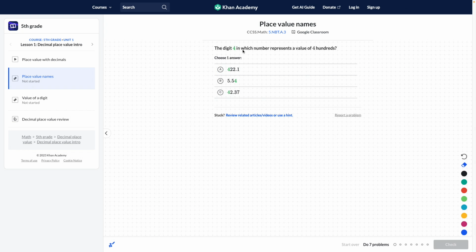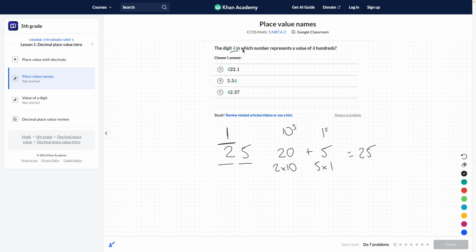Now, the digit 4 in which number represents a value of 400? The digit 4 in which number represents a value of 400? So, if we had the value of 1, that would be the ones. If we had a value of 25, that would be the value of ones, and this would be the value of tens. So we would have 20 plus 5 here. This would be the ones, this would be the tens, so that would be 2 times 10, and this would be 5 times 1, which is equal to 25.